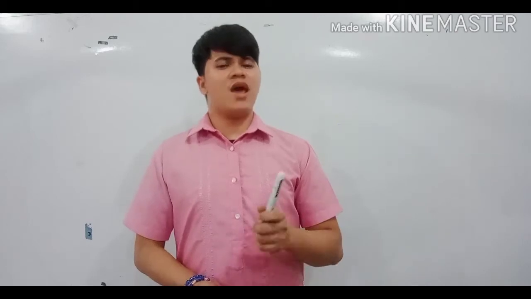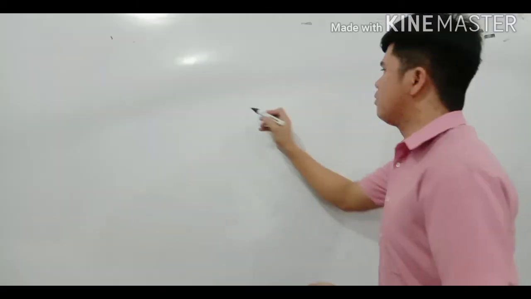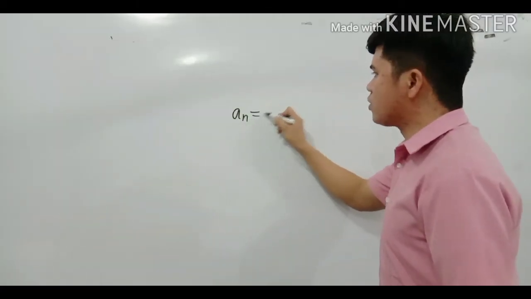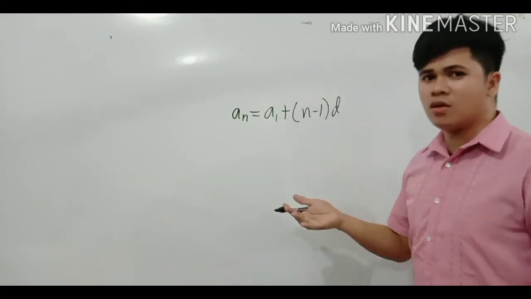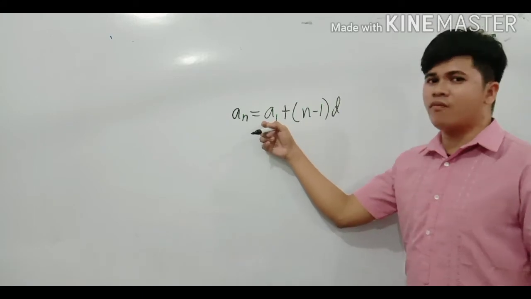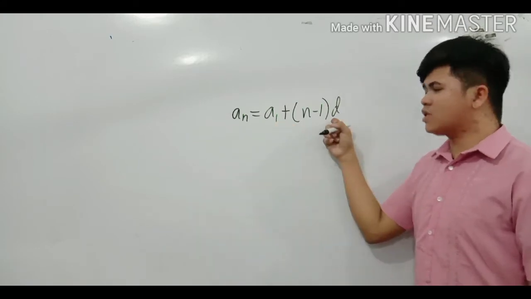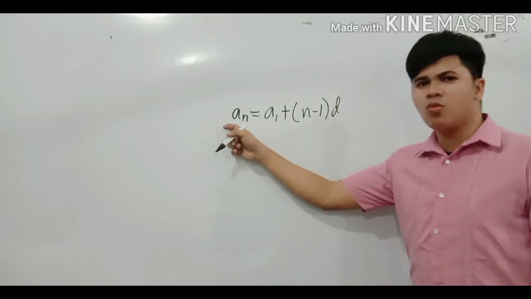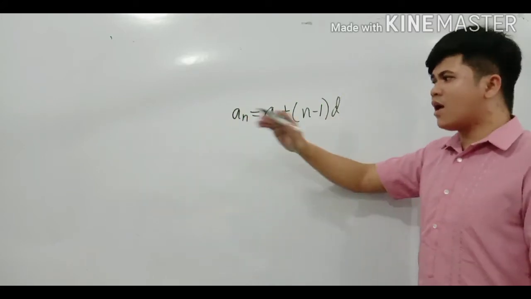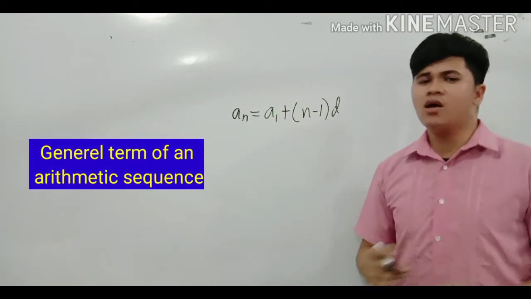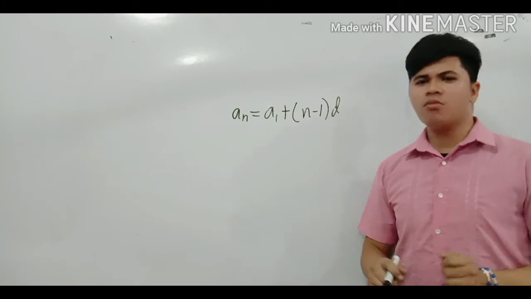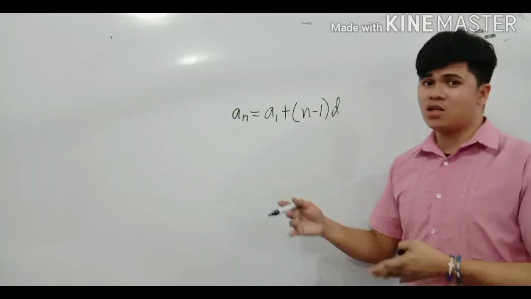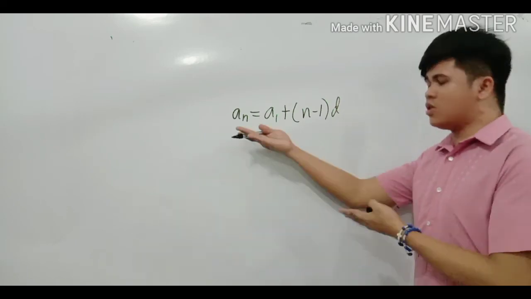The nth term, or the general term, of the sequence is given as a sub n equals a sub 1 plus the quantity of n minus 1 times d, wherein a sub 1 is the first term or the first data, d is the common difference, and a sub n is the nth term. So again, this is the general formula of an arithmetic sequence. That means you don't have to find any formula, because this sequence has its own formula. We only just follow this one.